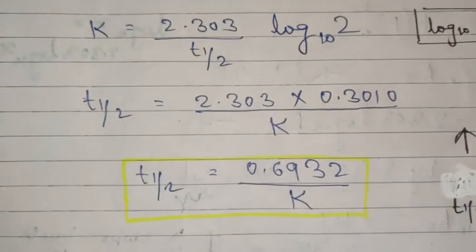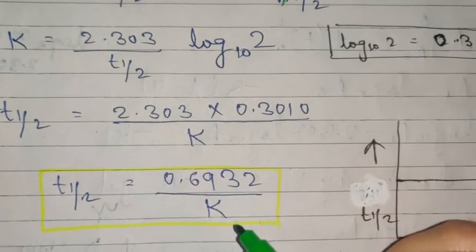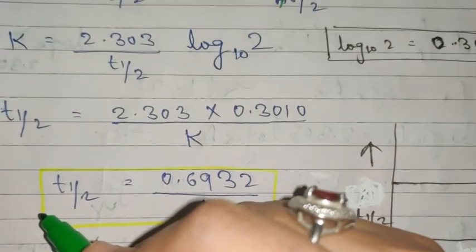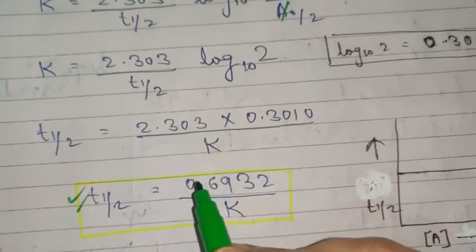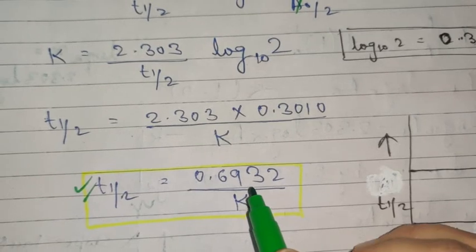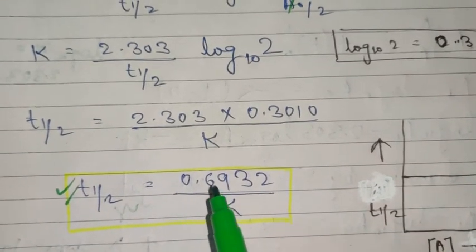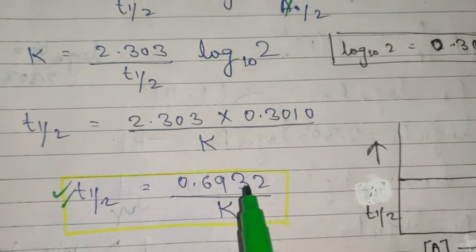So the expression for t half is equal to 0.693 upon K. This is the expression for t half or half-life of first order reaction. Now you can see in this particular expression, there is no mention of concentration. That means half-life of first order reaction does not depend upon concentration.